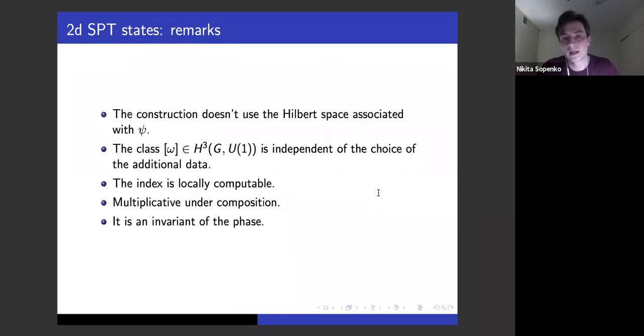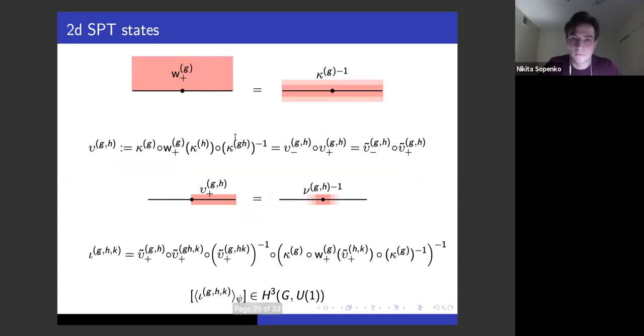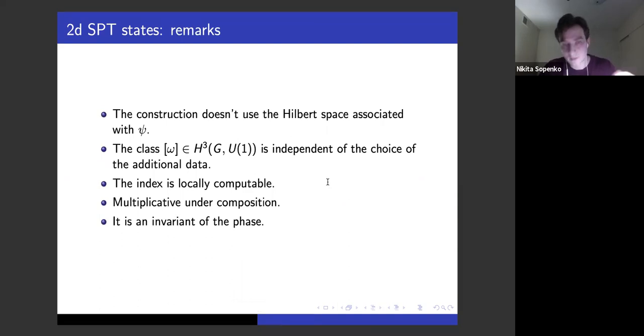And we can prove the same properties as for the one-dimensional index. It doesn't use the Hilbert space. All the additional data that we use to define this function, like the particular choice of the half space and the particular LGAs which produce the same states, the class of this function doesn't depend on any of that. It is also locally computable and multiplicative. But unfortunately, we still don't know how to prove completeness of this index.